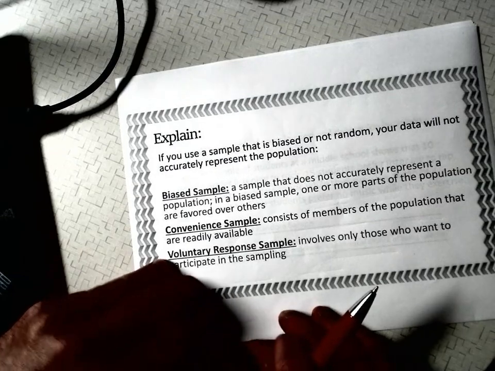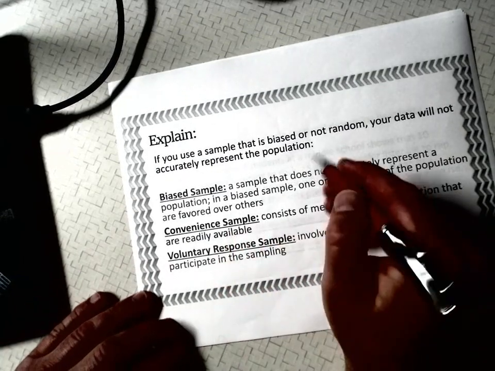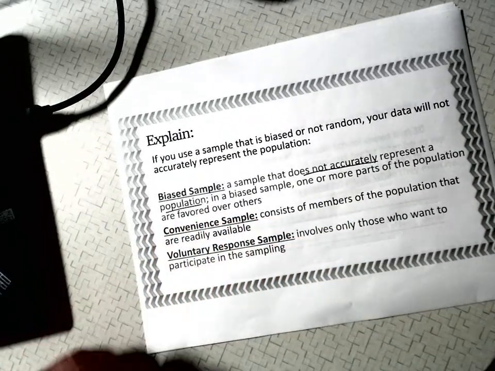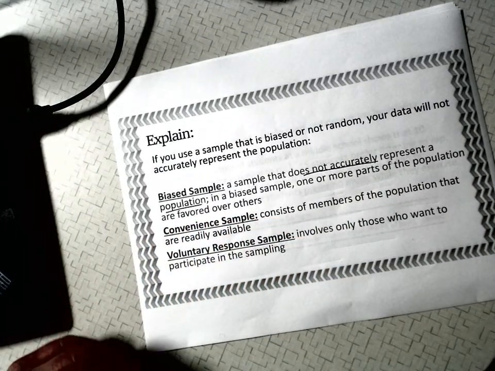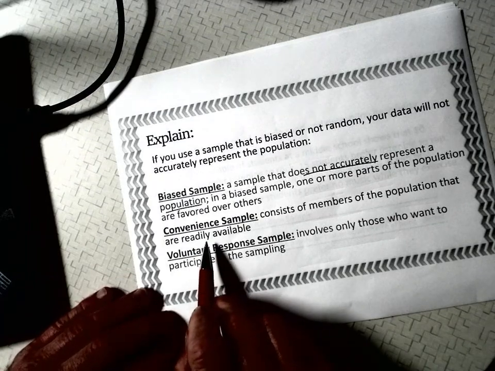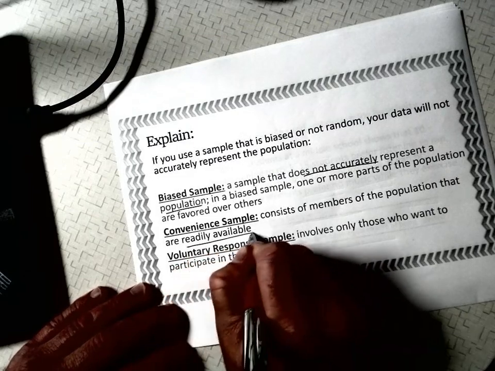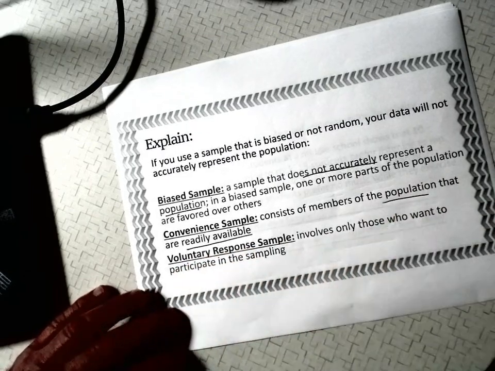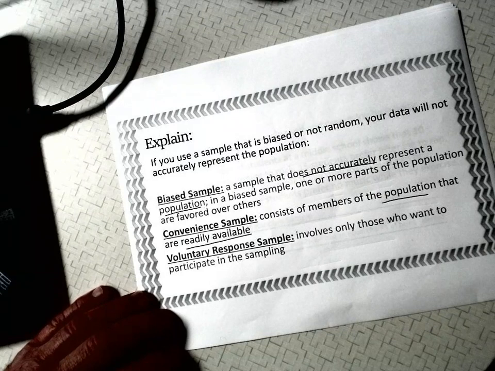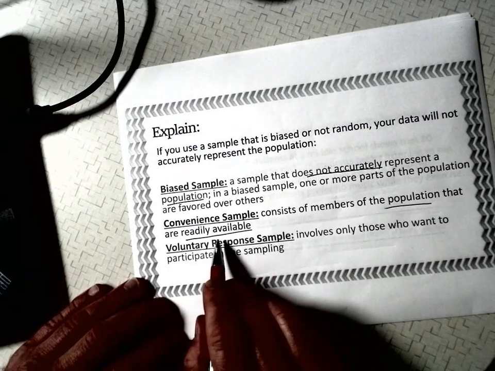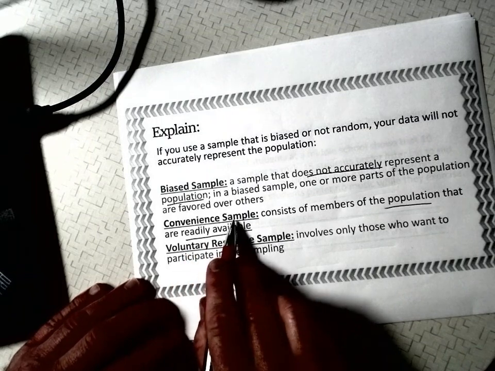Here's some more definitions. A biased sample does not accurately represent the population. Biased does not, unbiased does. Here's some examples of a biased sample. A convenient sample is whoever is available, whoever is in the population, you would survey them. A convenient sample for me would be if I have homeroom in my room right now and I want to do a survey, they're there sitting in my classroom, so it's very convenient for me to survey them.